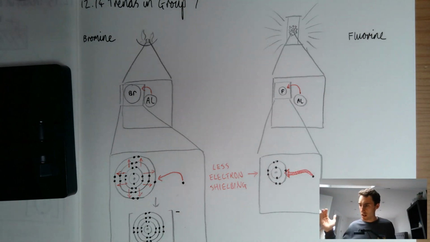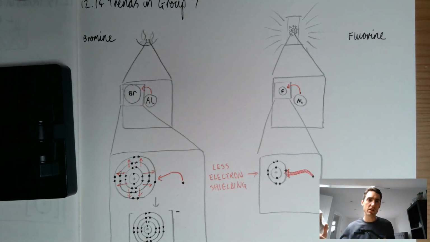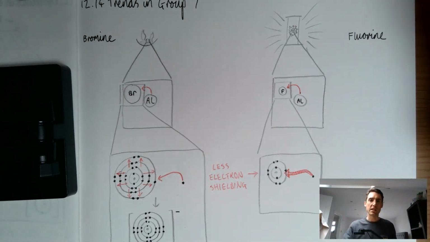So we've done group 1 in the last lesson, we've done group 7 today. In the next video, we'll be looking at the noble gases, group 0.